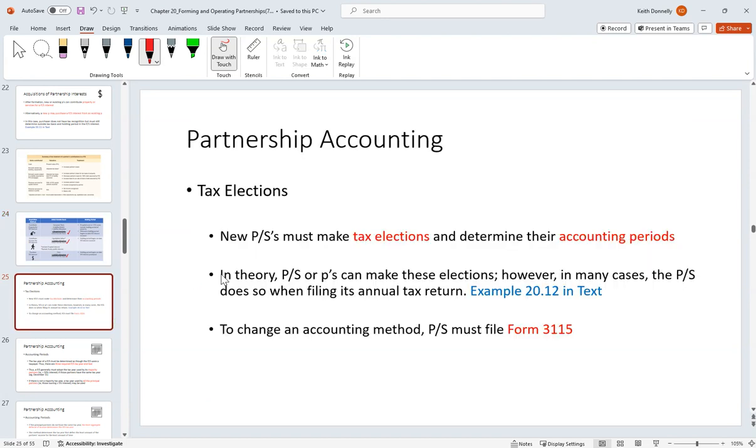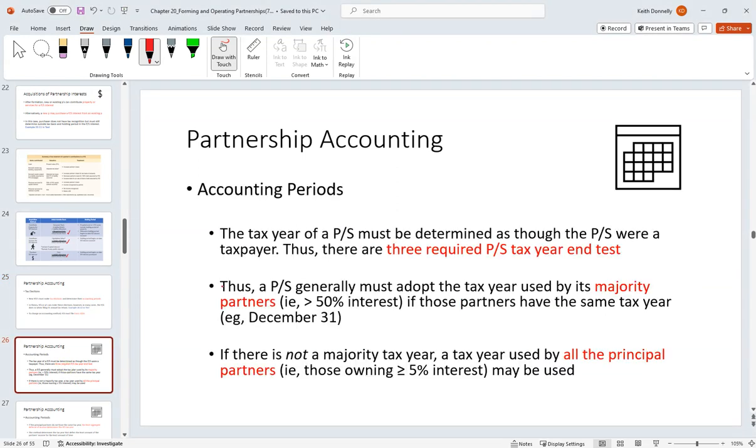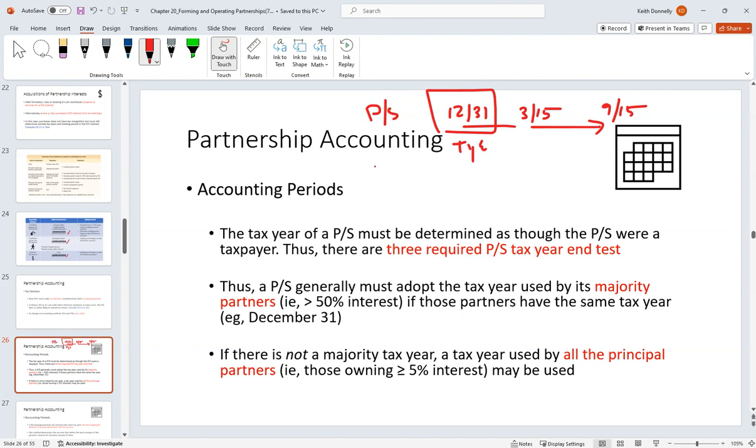Now, there are some prefatory mechanical things to be aware of here. So, hey, the partnership is generally going to be the one making the tax elections. And one of the things with the accounting periods, most of the time, what you're looking at is a 12/31 year end with a 3/15 filing deadline. And if you extend it, you're looking at 9/15. This assumes a tax year end for the partnership of 12/31. Now, most of the time that's going to be the case.